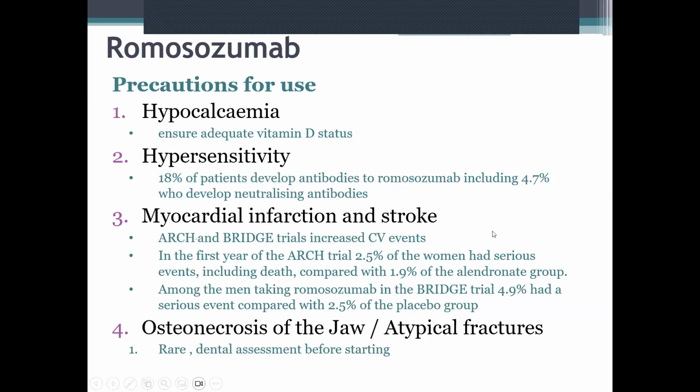In the trials, there were increased cardiovascular events. So for patients we want to consider for romosozumab therapy or Evenity, we might want to get a past history as to whether they have risk factors for cardiovascular events or stroke. And that's the same with both men and women. Osteonecrosis of the jaw and atypical fracture, it is the same. The risk is comparable to denosumab and bisphosphonates. Again, we want to consider dental assessment before starting.